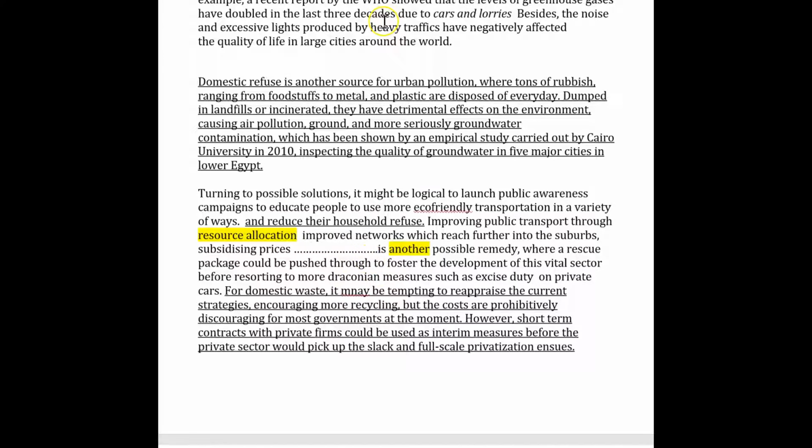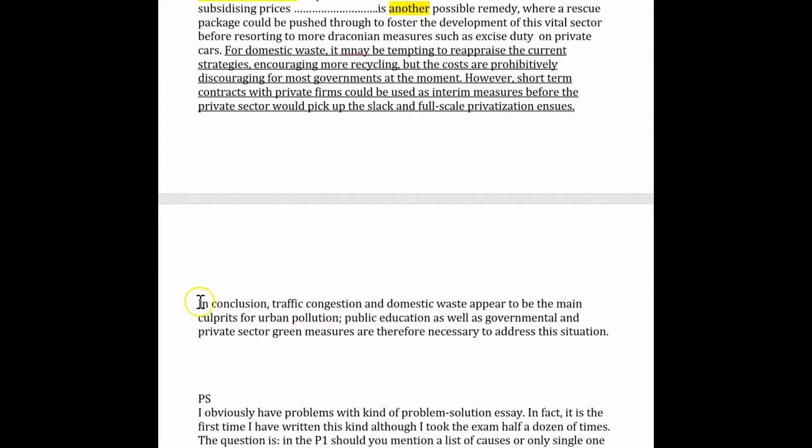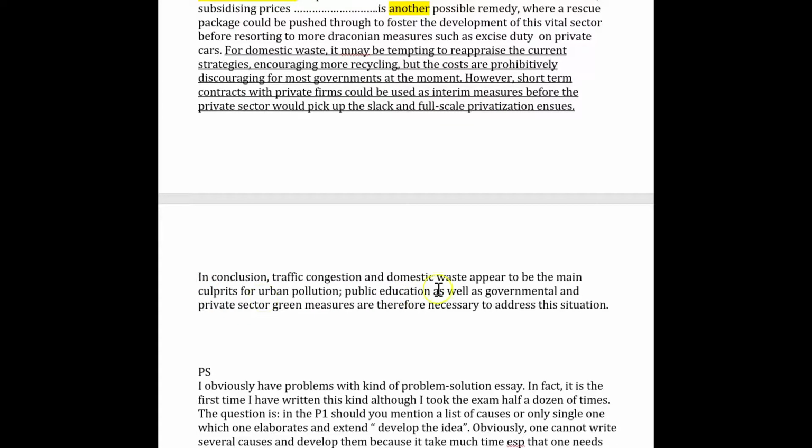So focus on traffic. Traffic's terrible. What can we do? So public awareness. You've got making the network wider. You've got cheaper prices. That's absolutely great. Don't need lots more. And then, so in conclusion, appears to be main culprits.